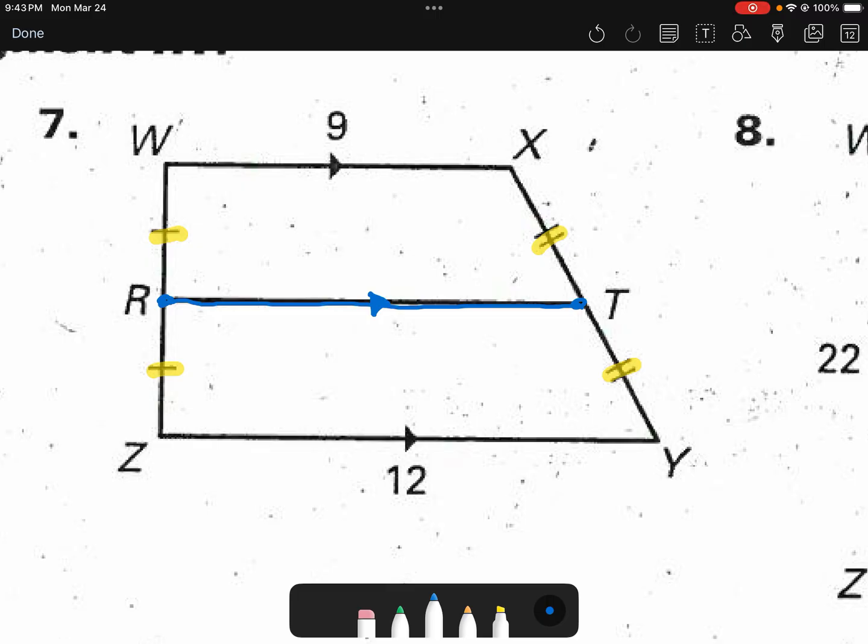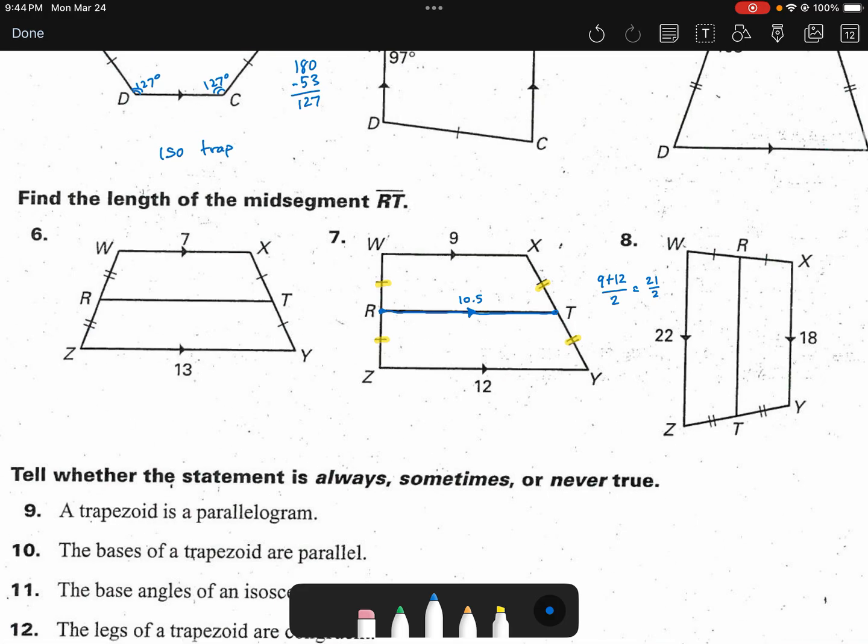Well, the one thing we know is that mid-segment is parallel to the other bases, the top and the bottom. And remember, it's also half the length. So it's very simple math. Just add your bases, divide by 2. 21 divided by 2 is 10.5. Is 10.5 directly in between 9 and 12? Yeah, it's 1.5 units from both. So that sounds good.